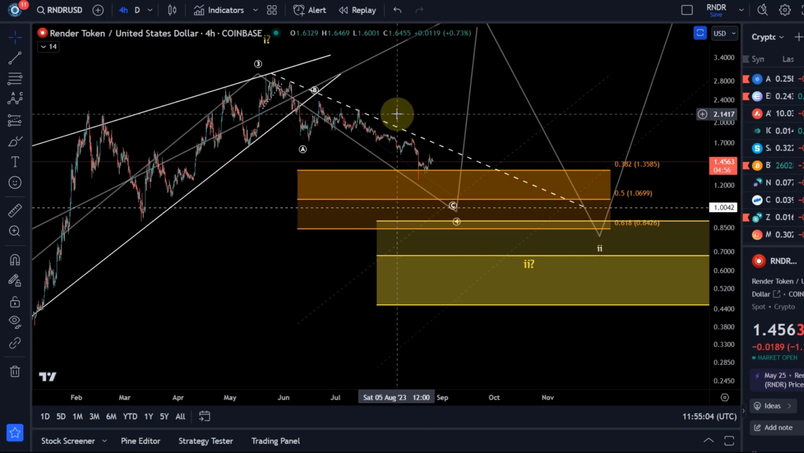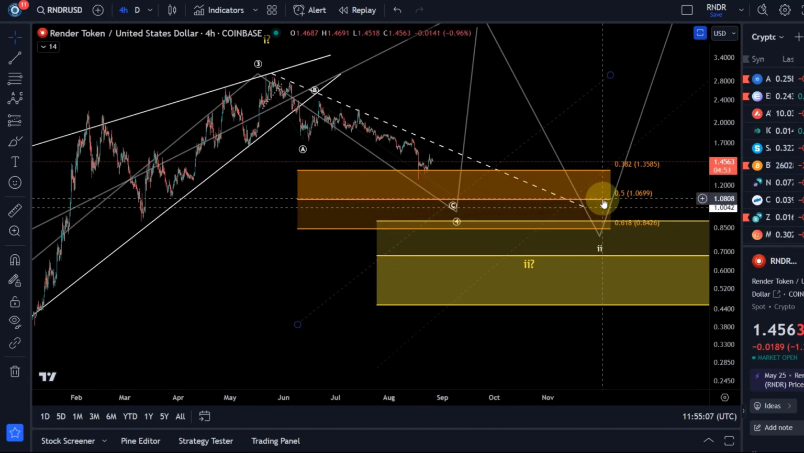And the trend is clearly still down. Next support, I would say, is $1.07 and then $1. That's my update about Render.